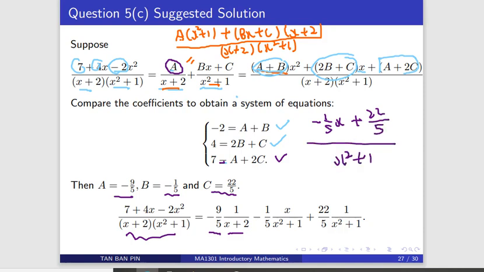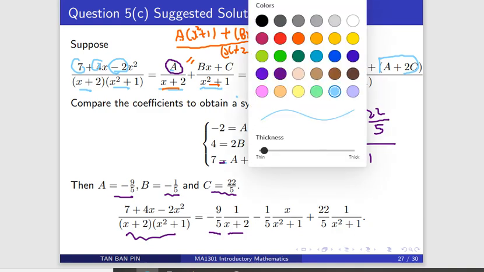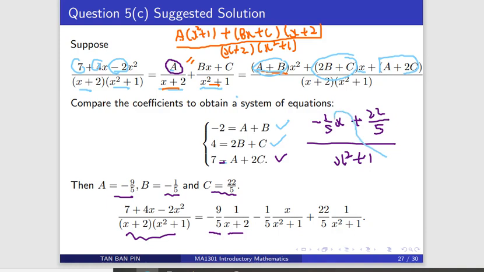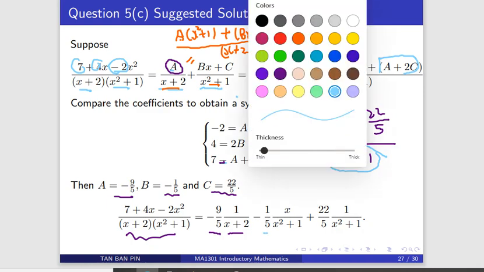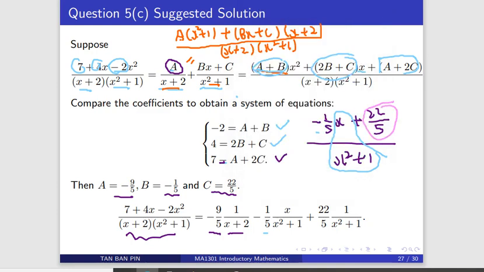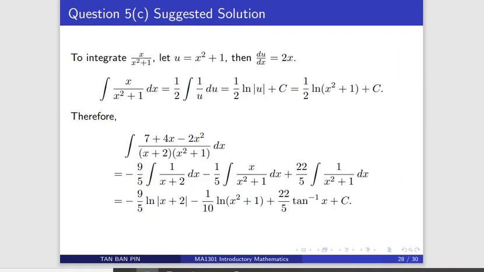You can split this into two fractions. If you split it this way, the x term you make into one fraction, so it's x over x squared plus 1 with a minus 1/5 in front. The other term will be 22 over 5, then 1 over x squared plus 1. So we get these three fractions. And after that, you try to integrate x over x squared plus 1.